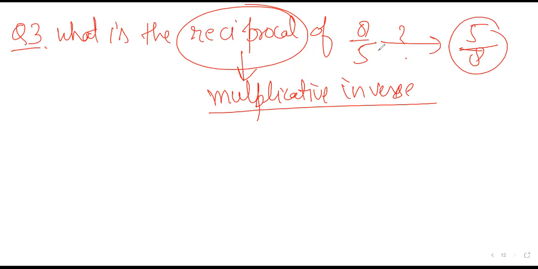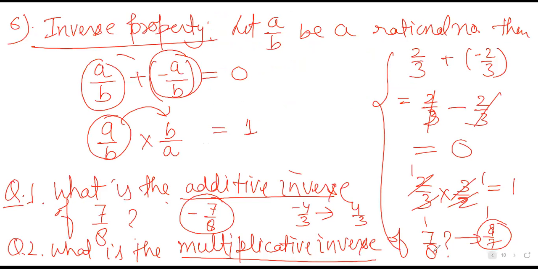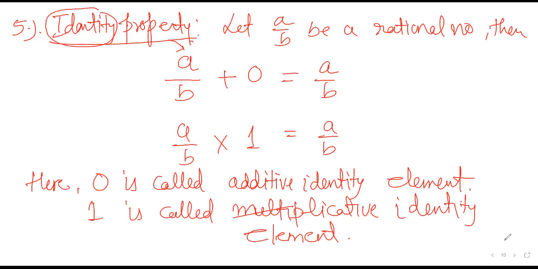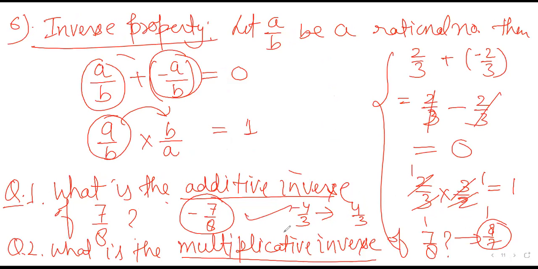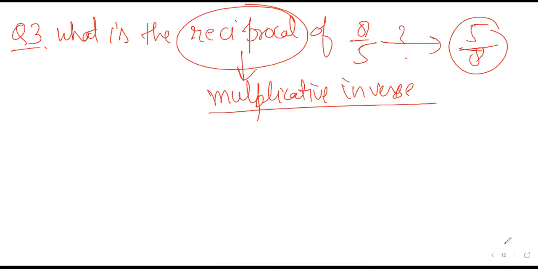That means if you are asked for the reciprocal, you have to change the numerator to the denominator and the denominator to the numerator. And for the additive inverse, you have to change the sign only. So keep this in mind: for the additive inverse, you change the sign of the number. For the multiplicative inverse, you change the numerator to the denominator and the denominator to the numerator.